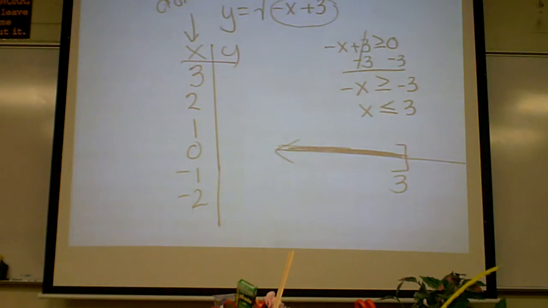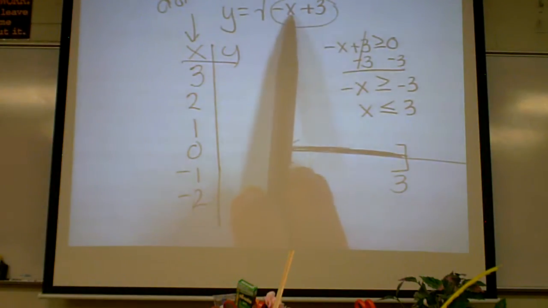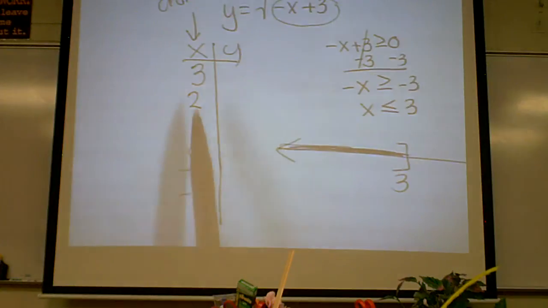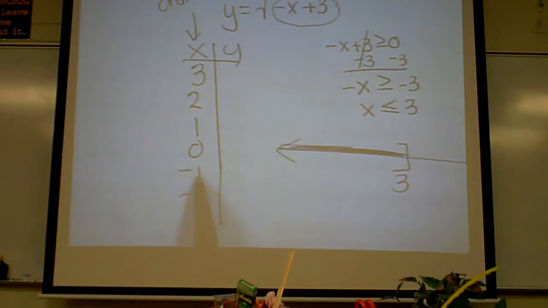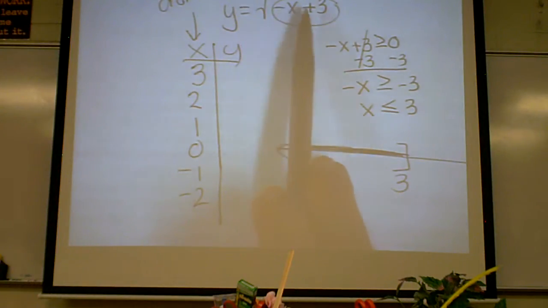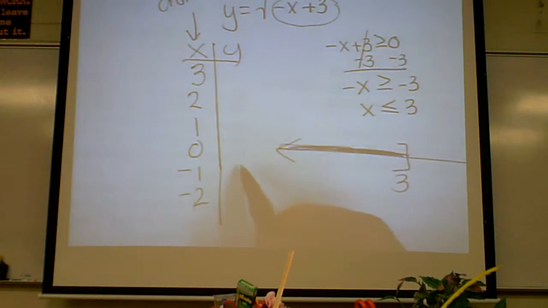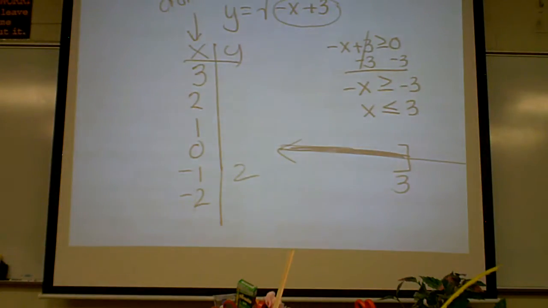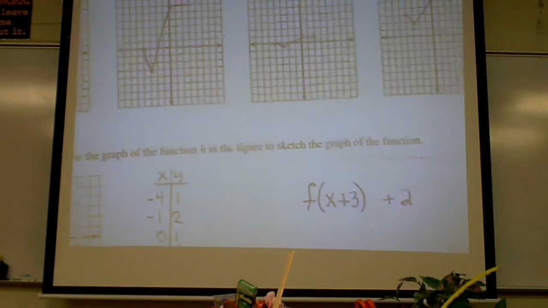Everyone got that? A lot of people think that because this is a negative, that means you can't do it, it's no solution. But these numbers work. Let's test it. If I put a negative 1 here, what's negative 1? Positive 1. What's positive 1 plus 3? It's 4. What's the square root of 4? 2. Okay. Next.